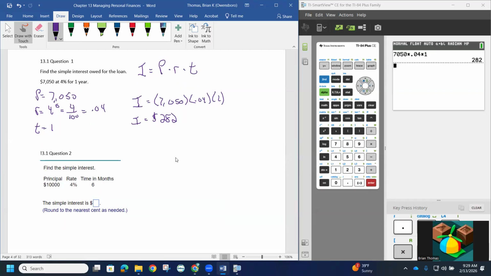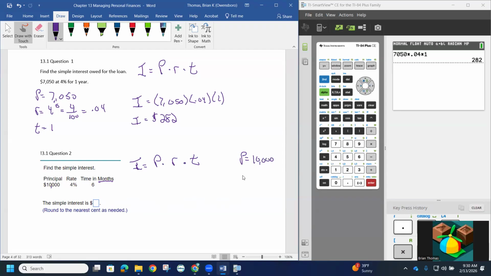So question two also is a simple interest problem. Notice how they say the principal is, looks like $10,000, should be like a comma there. So $10,000 is what I'm borrowing. I'm still using a rate of 4%, but notice that this is in months. So when I do this, my formula again is going to be the interest equals the principal times the rate times the time. So if we pick up on this, and again, I'm going to put this over here this time. So the principal is 10,000.